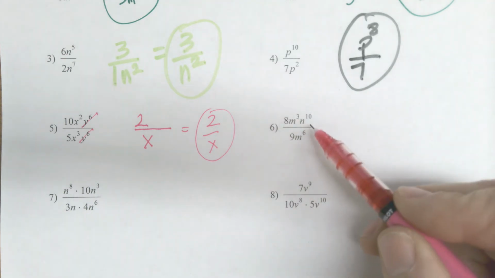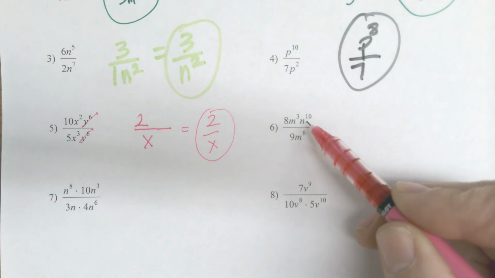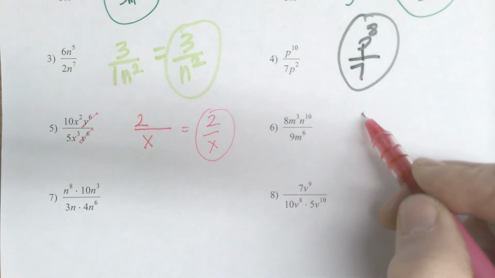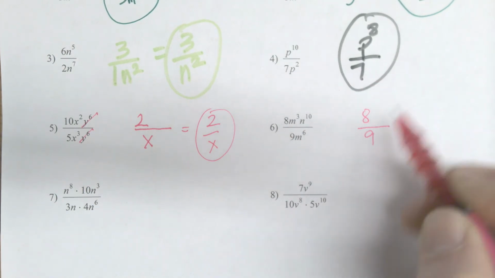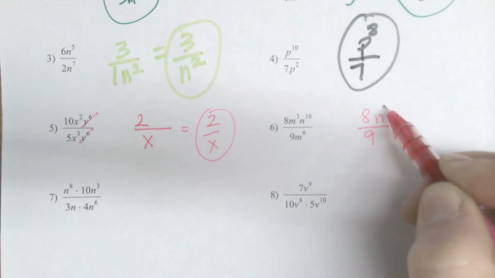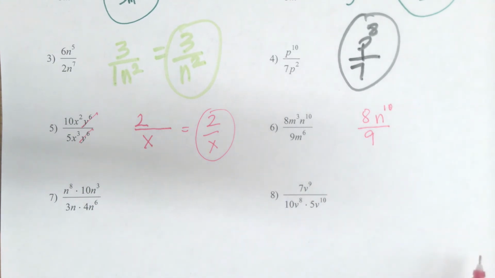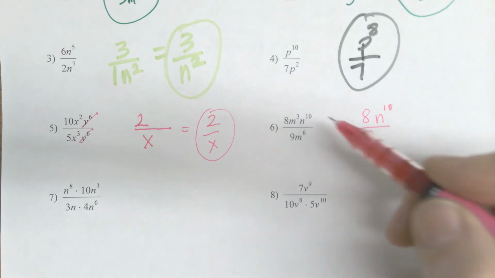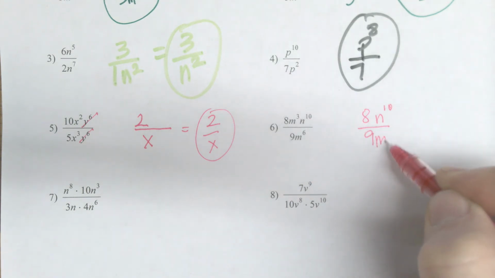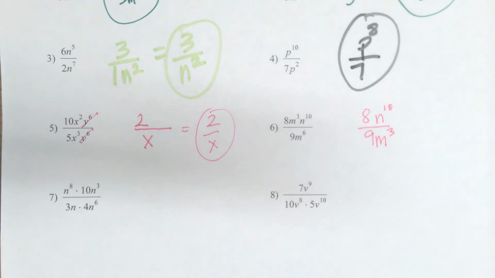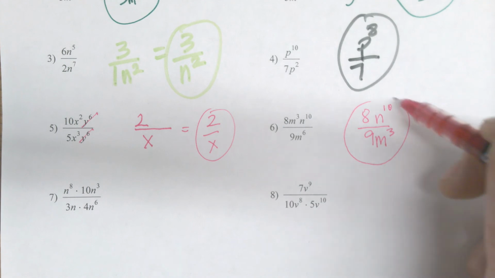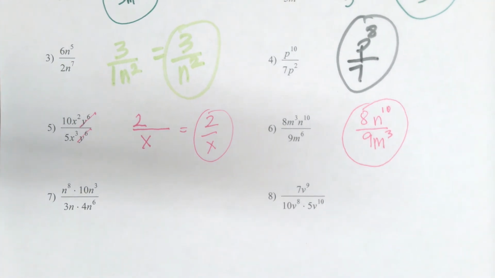In number 6, because I don't have any other n's, the 8 and the 9 can't be reduced. The n is going to stay on top because it doesn't have anything to combine with. The m's, I have 3 more on the bottom, so I write it as 8n to the 10th times 9m to the 3rd.